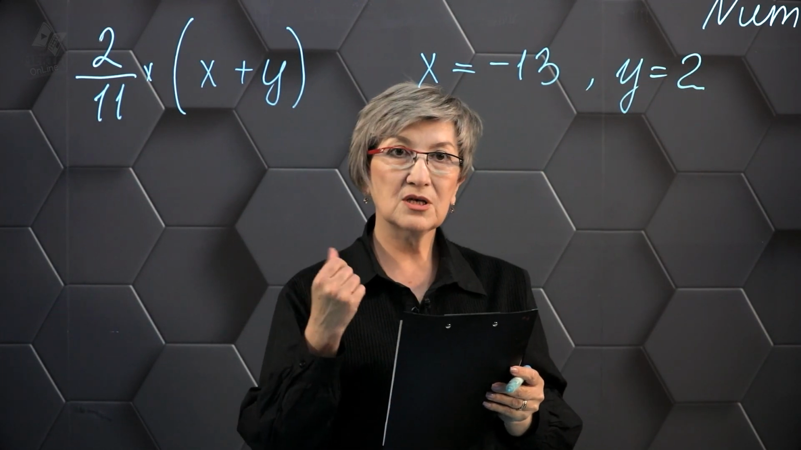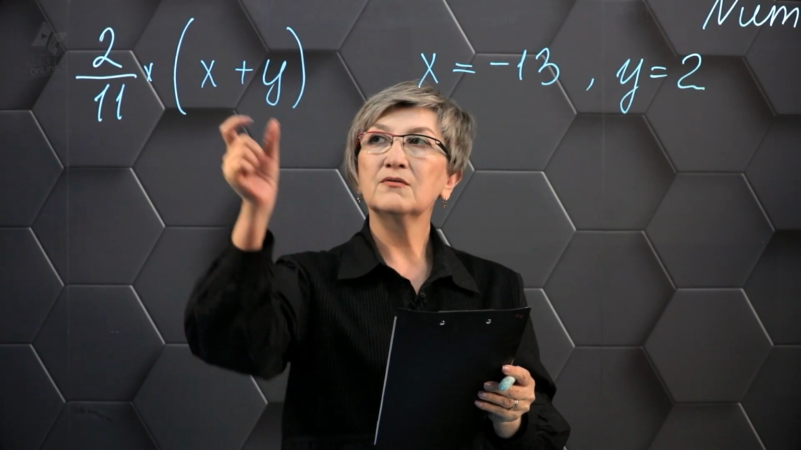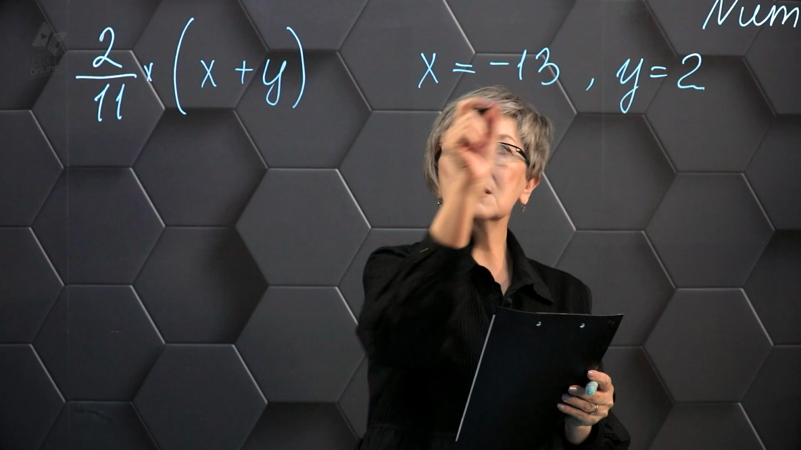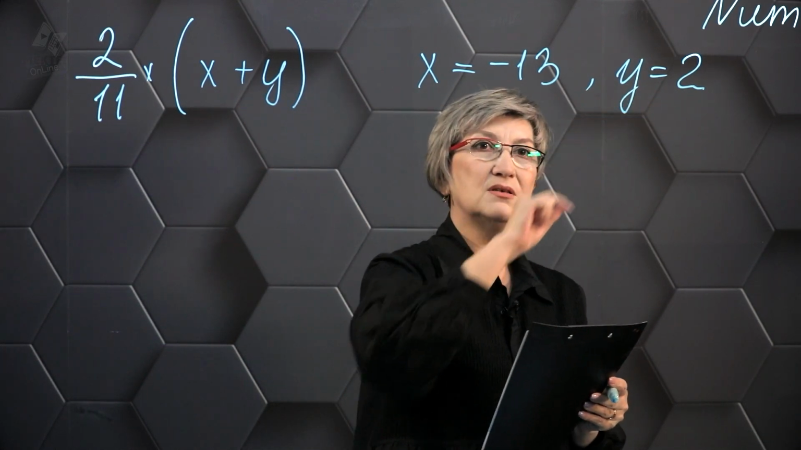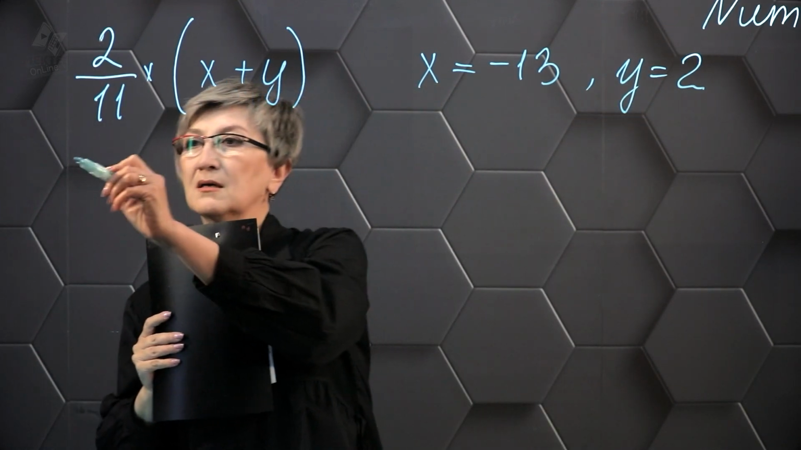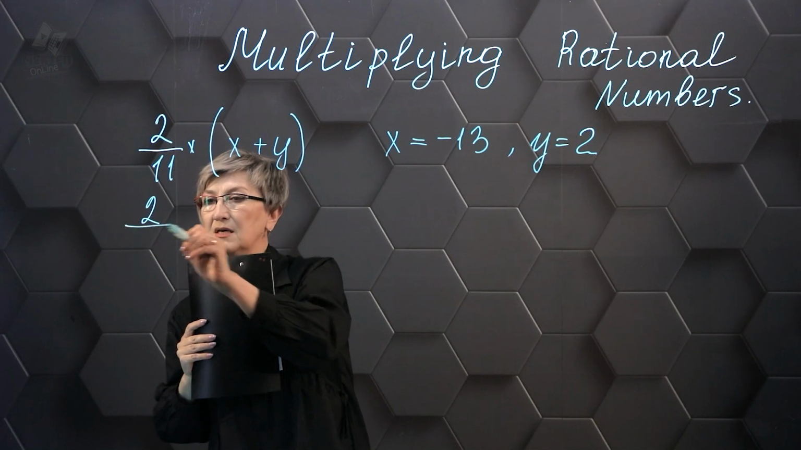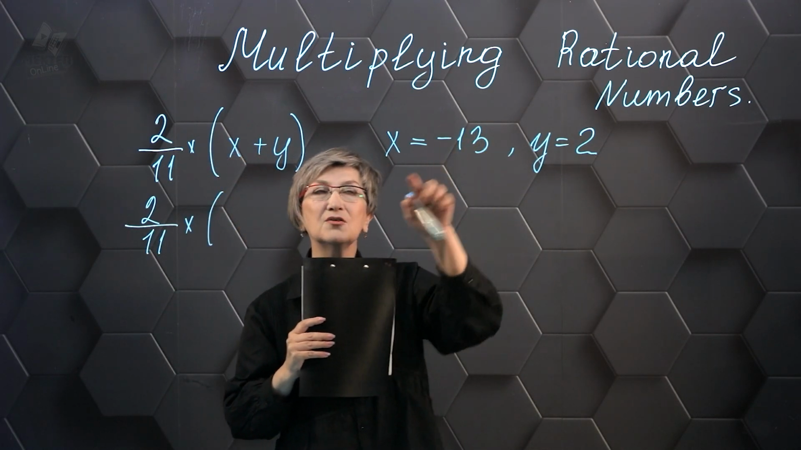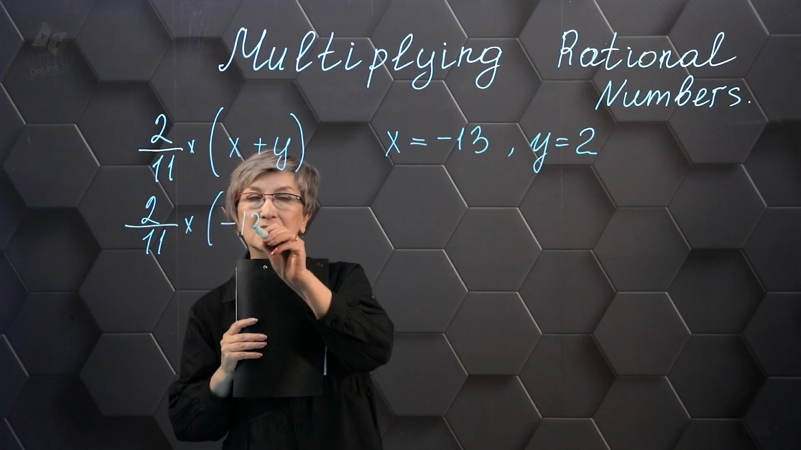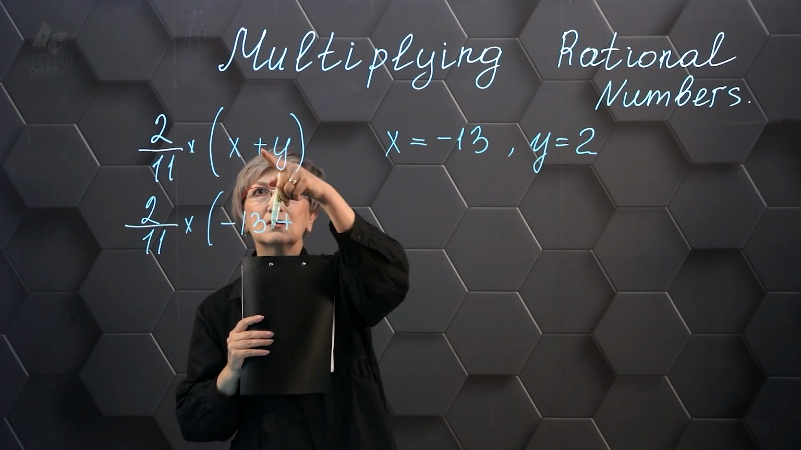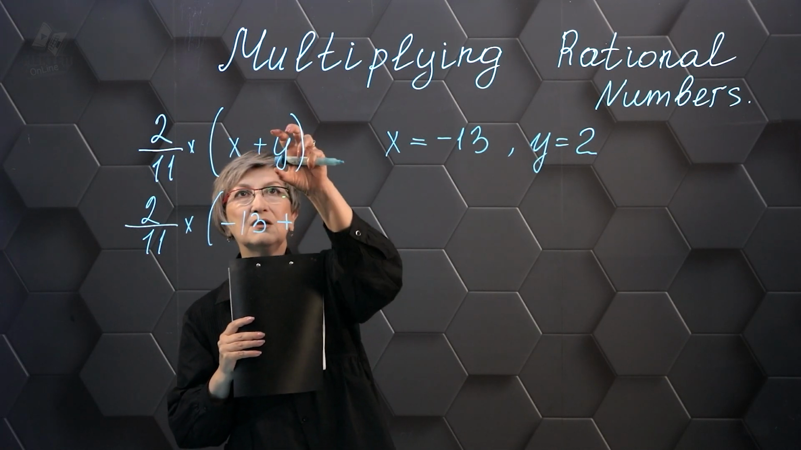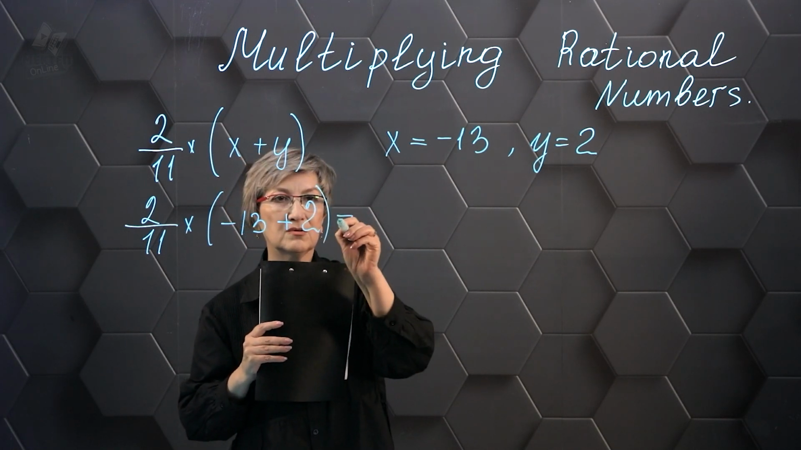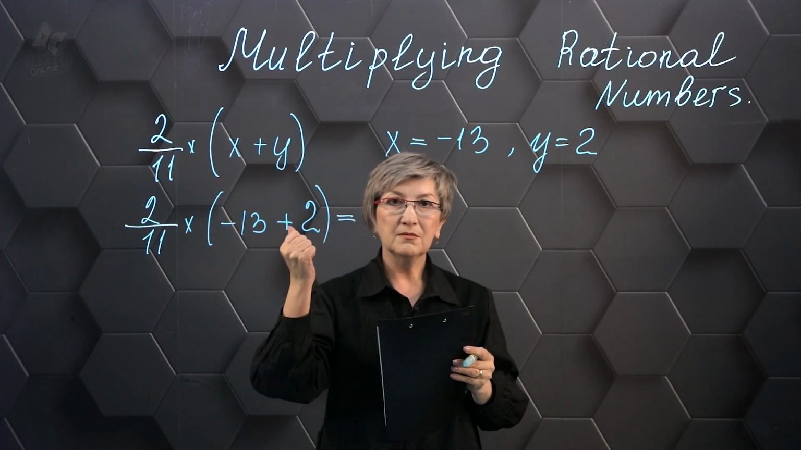To solve this example, we need to substitute the number minus 13 in place of x and substitute the number 2 in place of y. Let's write it down. 2/11 times, instead of x, I substitute the number minus 13. Plus, there's a plus sign. And in place of y, I put the number 2. Equal. Now let's do the action.